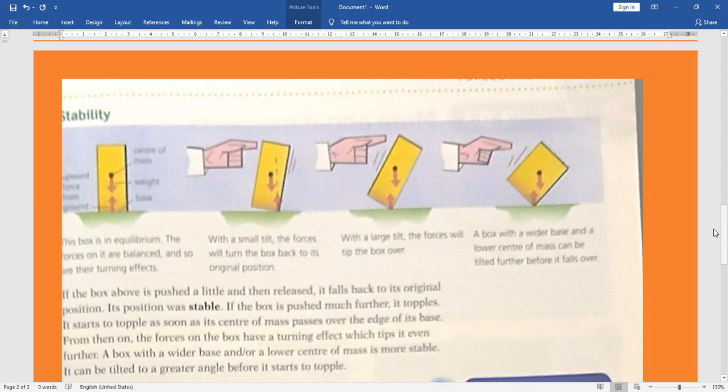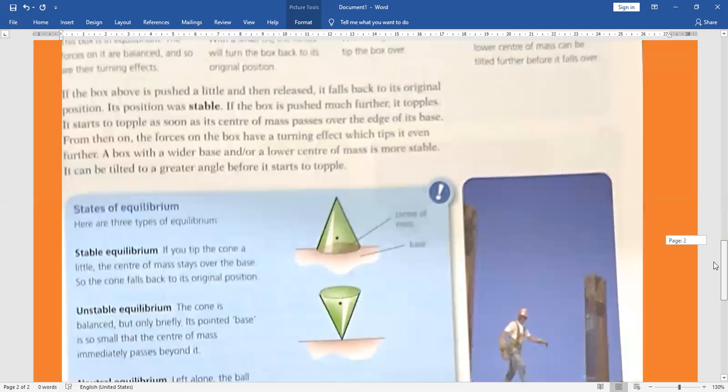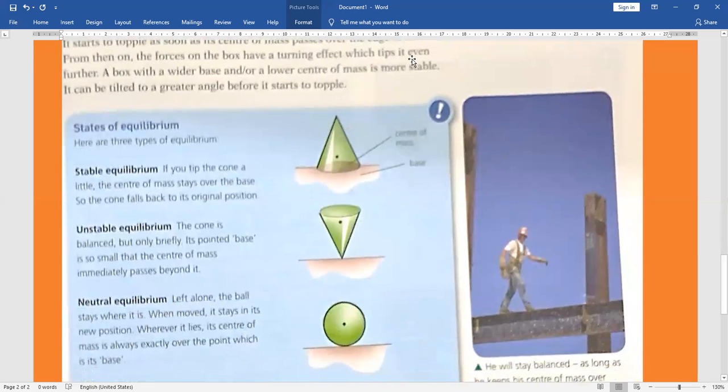Now we will see the next figure. Here three positions are shown. Number one, a cone. You have seen a cone which has a wider base. So this is a stable position. When you tilt it from its head, most likely it will come back to its original position.